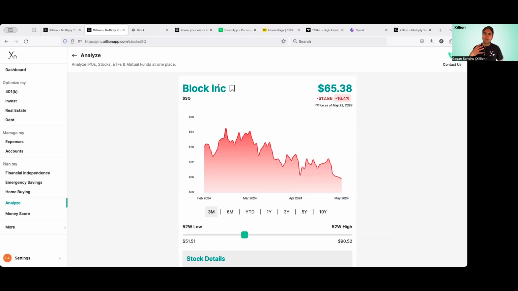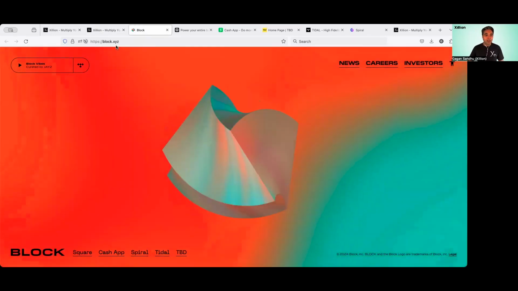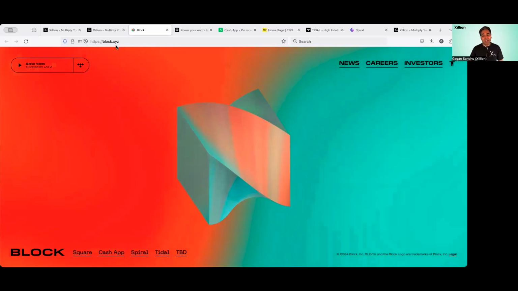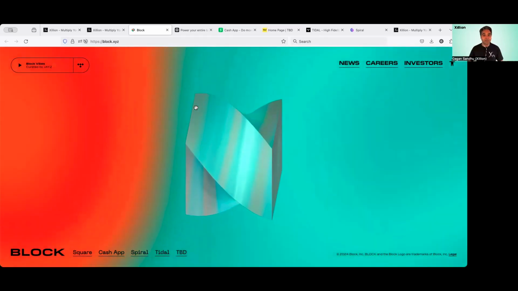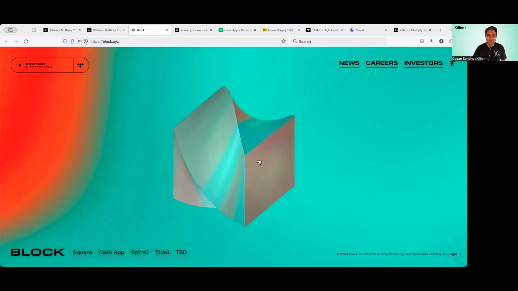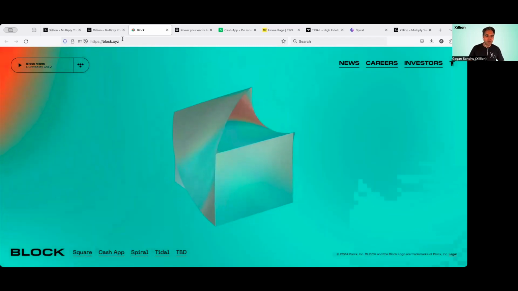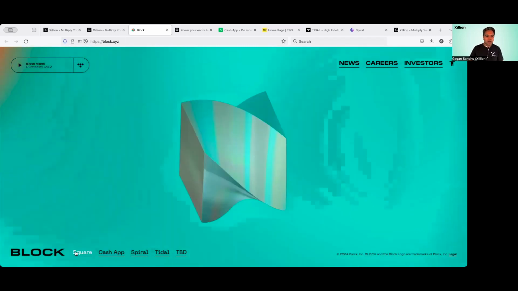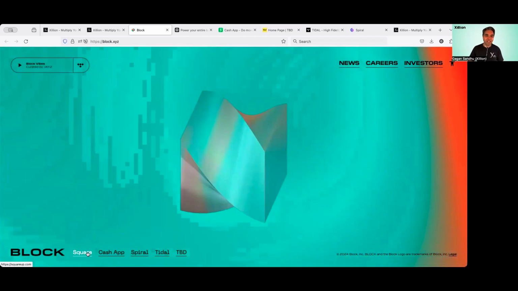But let's talk a little bit about what Square or Block is and what it does. It's a business model. This is the website of Block. And if you think about it, it's a kind of a clever play. Square was a square, and 6 squares combined is a cube or a block. And they put a little twist here in the logo, which is kind of cute. Block.xyz is the website. And Block has multiple product lines.